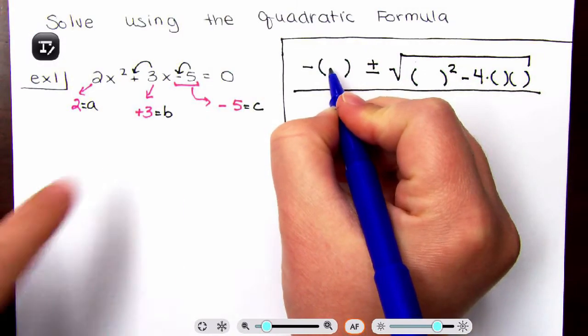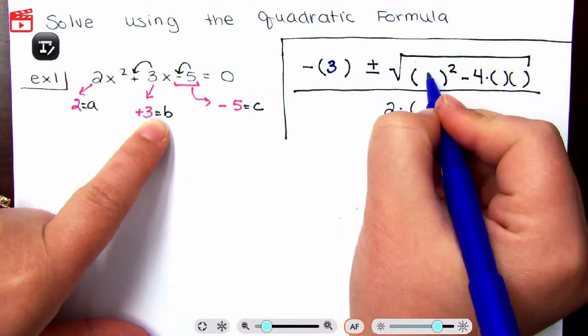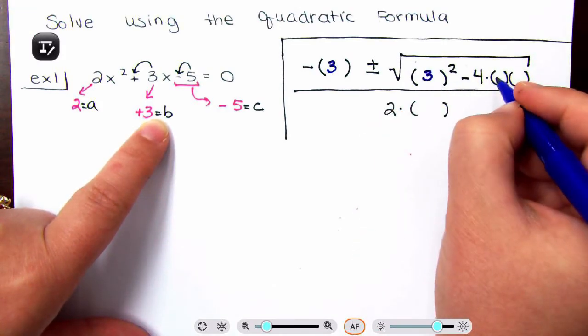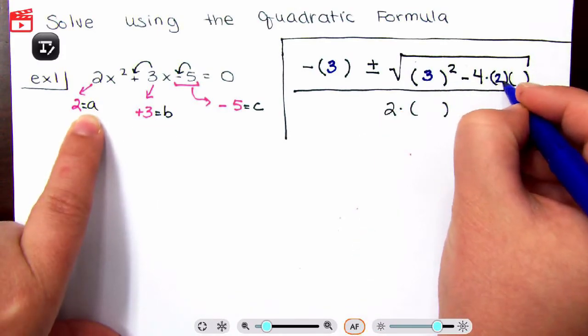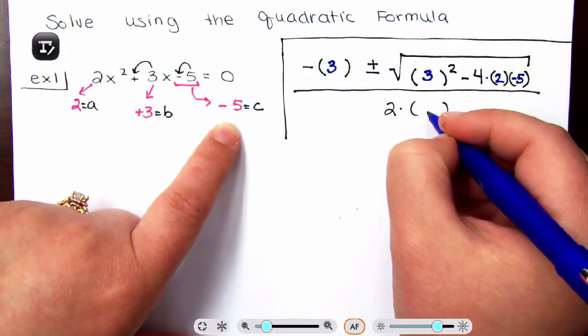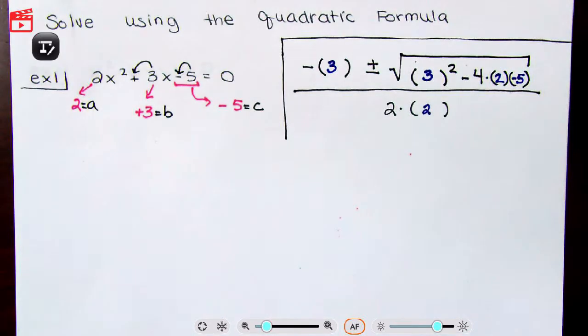This is B. So what is B? B is 3 positive. This one here is also B. So that means 3 positive goes in here. 4 times A, which is 2, and C, which is a negative 5. Down here, we have 2 times A, which is 2. Now we're going to evaluate this.